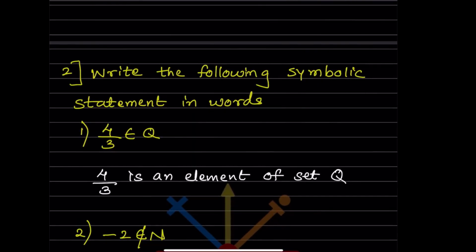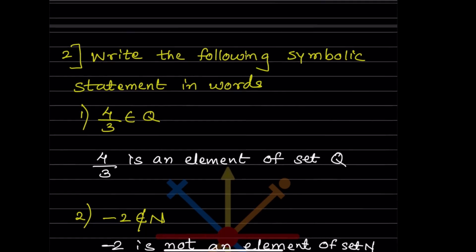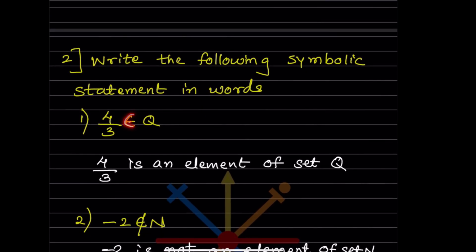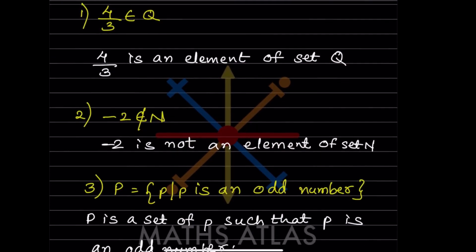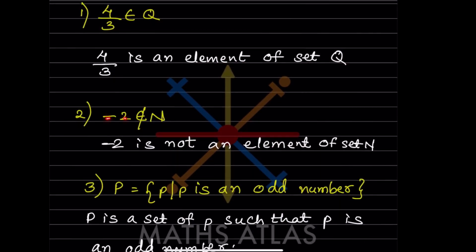Now write the following symbolic statement in words. Now this is given, the symbol is given. What does this mean? 4 by 3, when you write like this, and this Q, you can say 4 by 3 is an element of set Q. This Q is nothing but the set Q. Now -2 is not an element of set N. So we have to write in words: is not an element of set N.